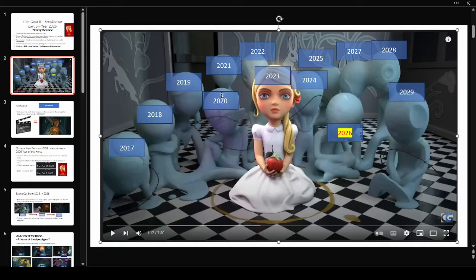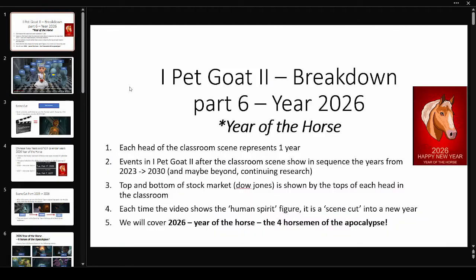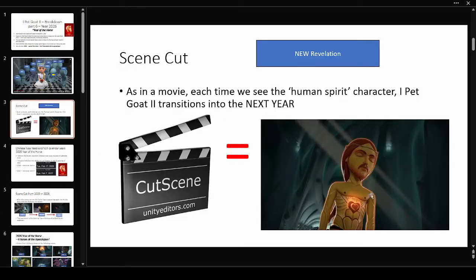Okay, so in 2020, we had the big market crash due to the medical event, and then a big rebound in 2021, which gives us the predictability to look at further on down the road what might happen to the market based on events. Okay. The other revelation is that every time we see this human spirit figure, okay, I believe it's a cutscene into a new year. Okay, so if every time we see this character after this apple is dropped in the classroom scene, I believe that signifies the step from one calendar year or Chinese New Year into the next. Okay.